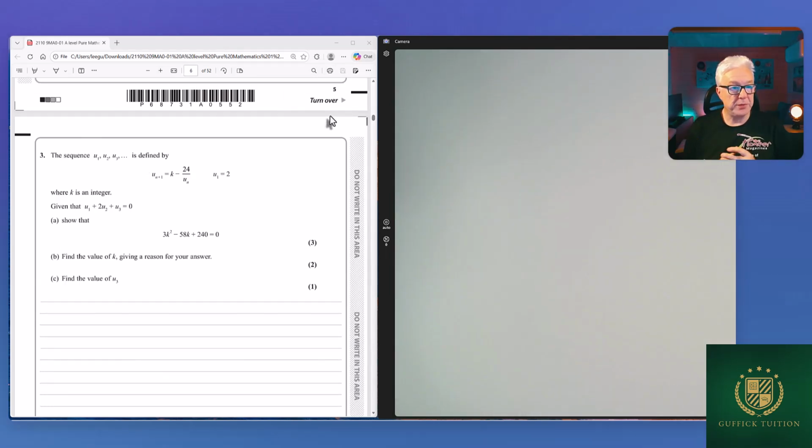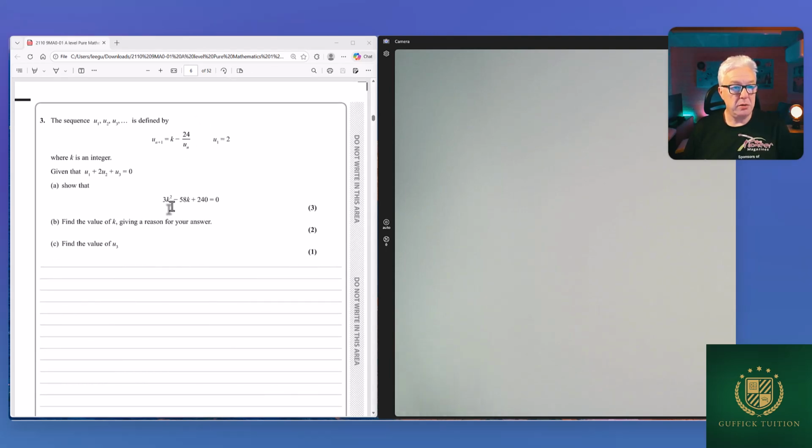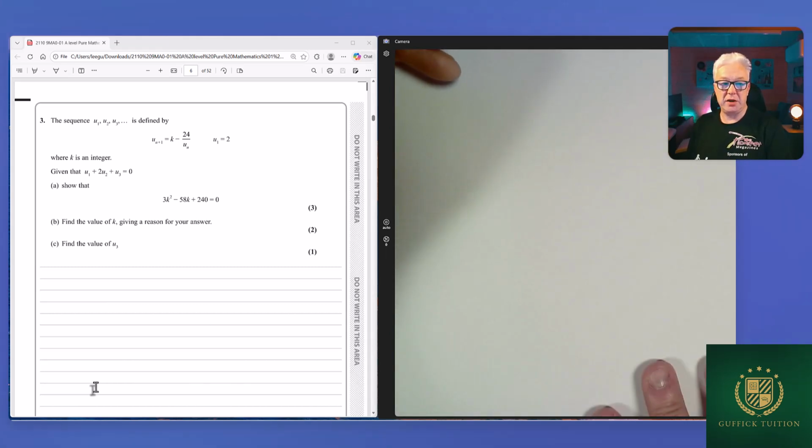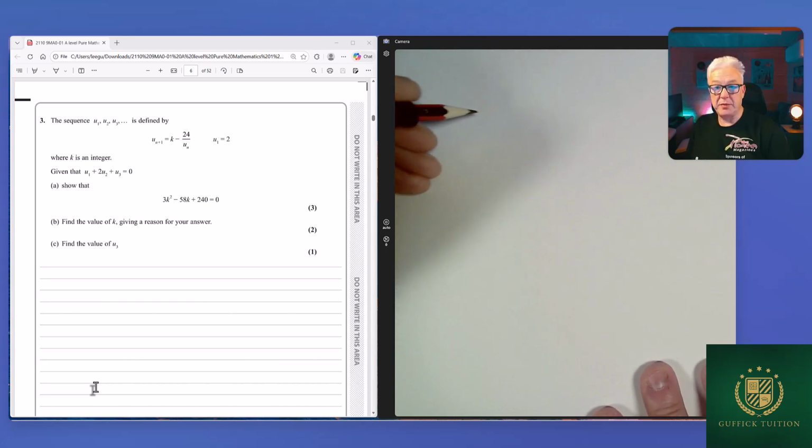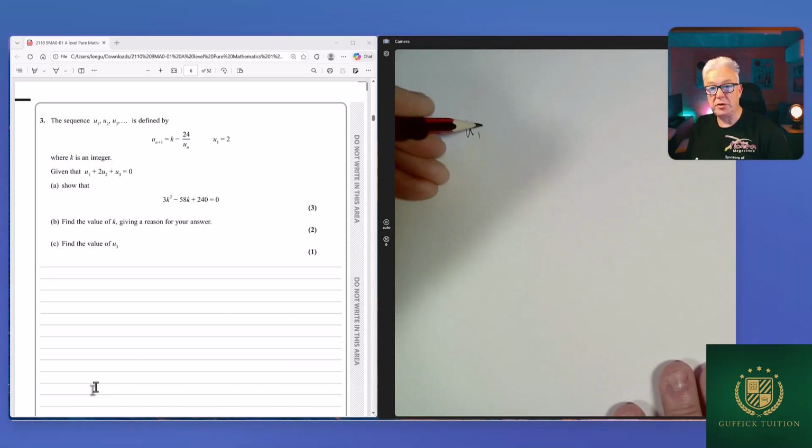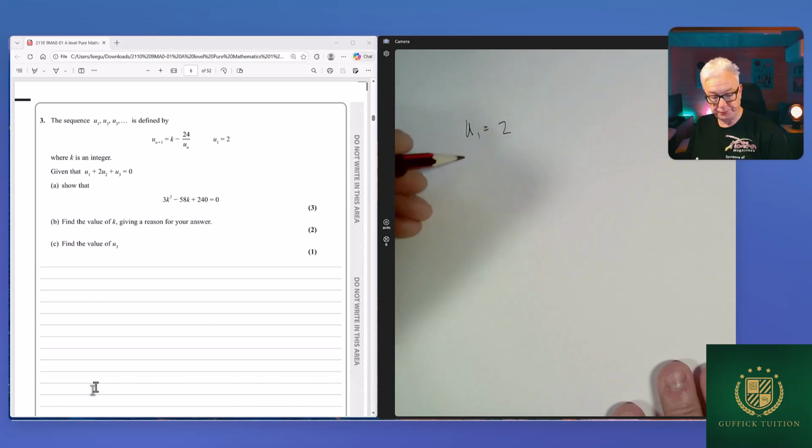Okay, question 3. The sequence u1, u2, and u3 is defined by u n plus 1 is equal to k minus 24 over u n. And they tell us that u1 is equal to 2, where k is an integer. Given that u1 plus 2 lots of u2 plus u3 is equal to 0, show that 3k squared minus 58k plus 240 equals 0. So we just need to work out what u2 and u3 are and then basically sub them into that expression. Now we're already told that u1 is equal to 2.